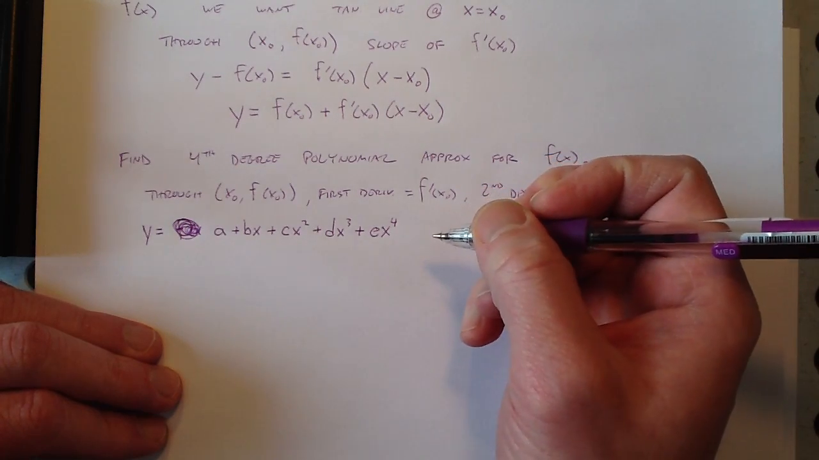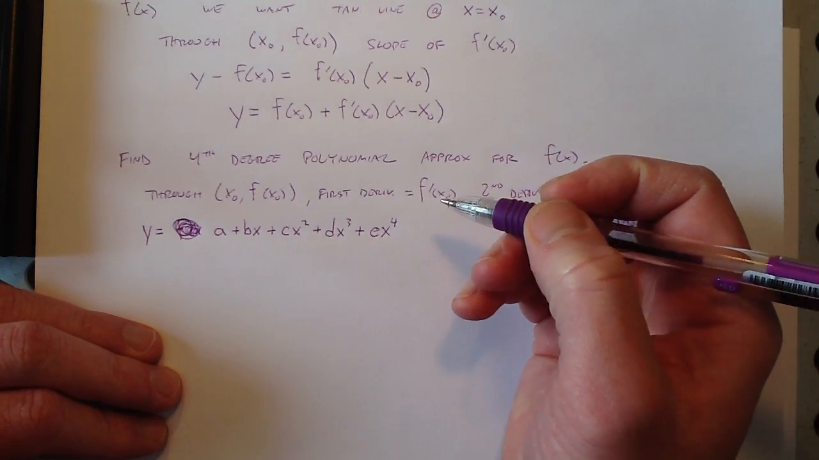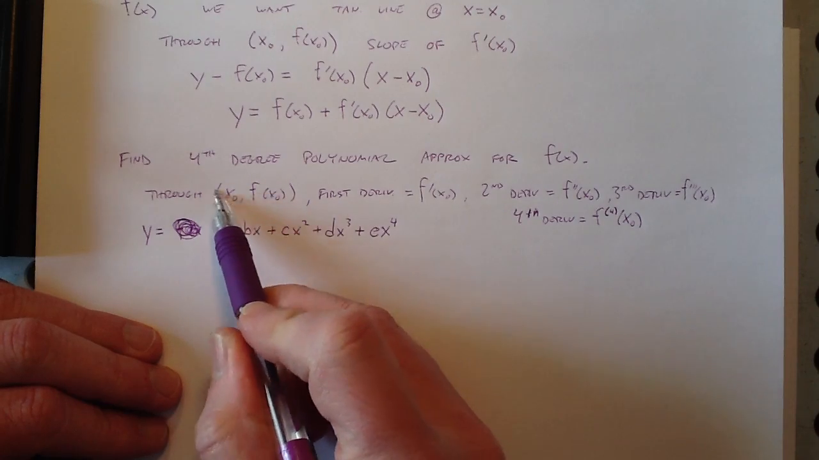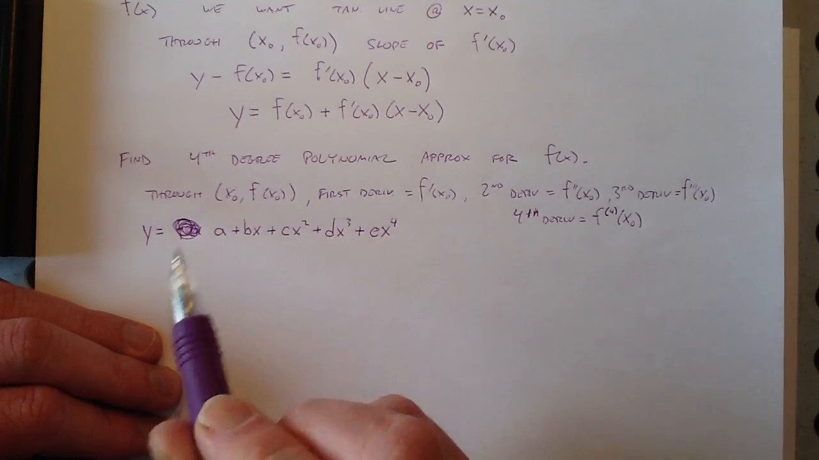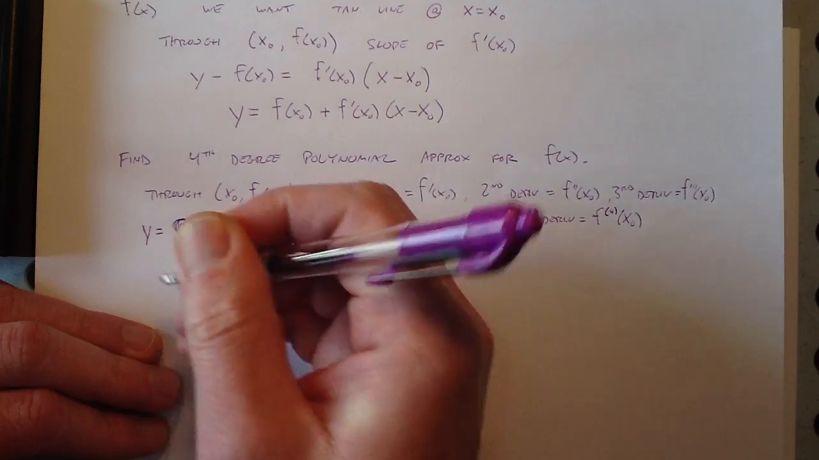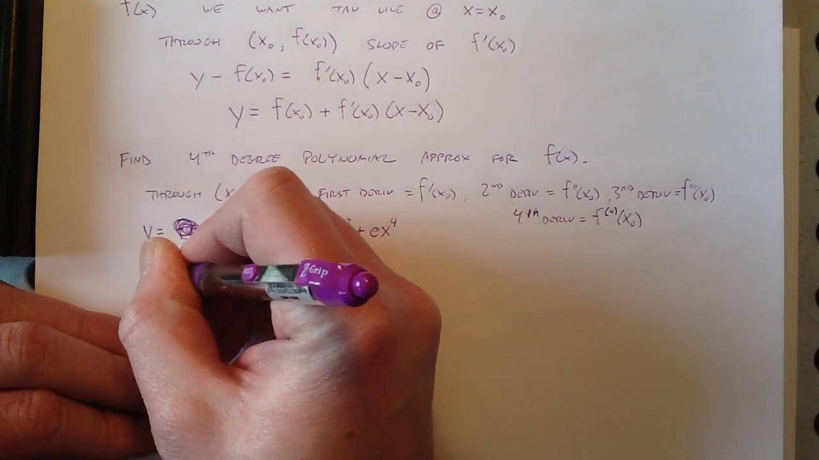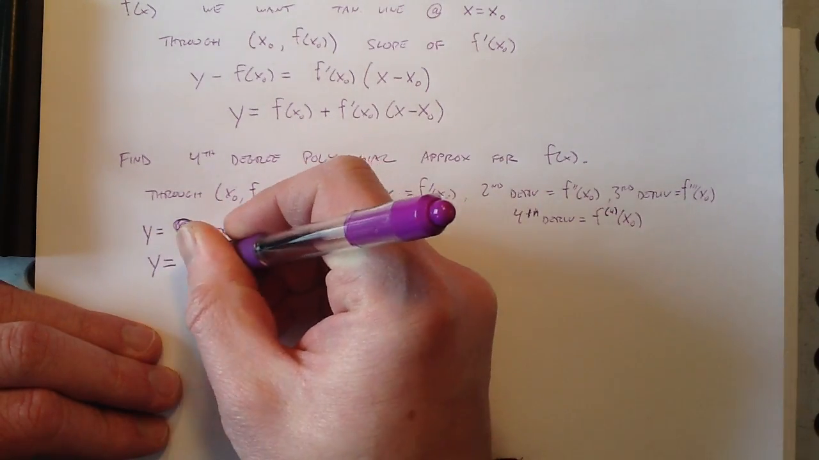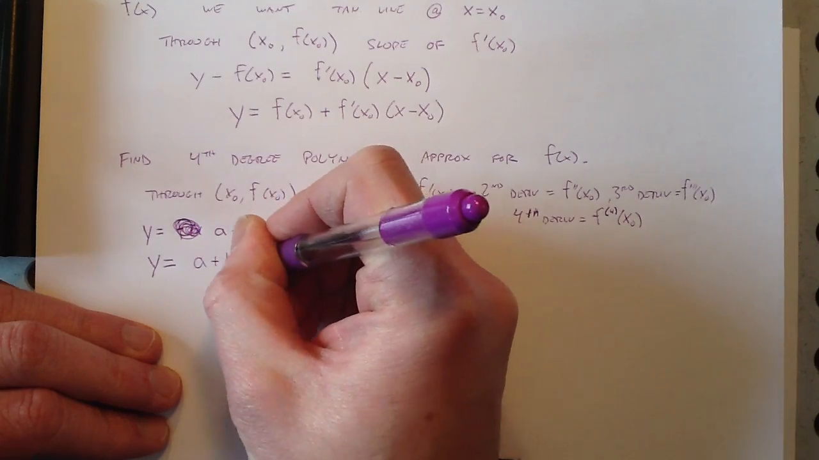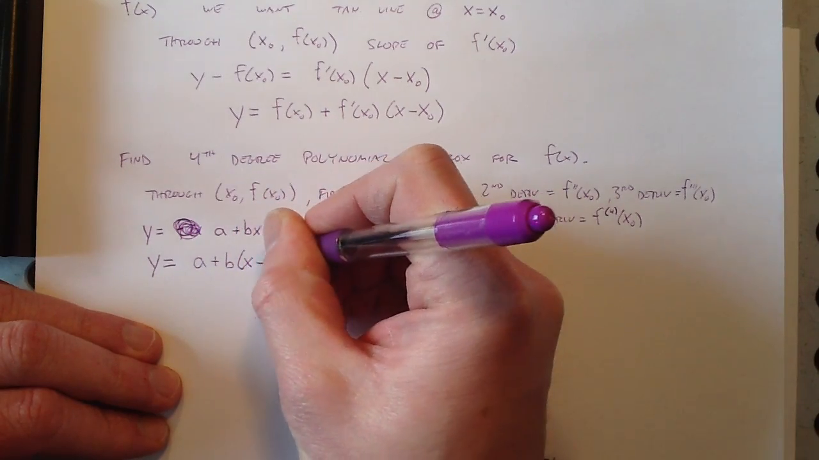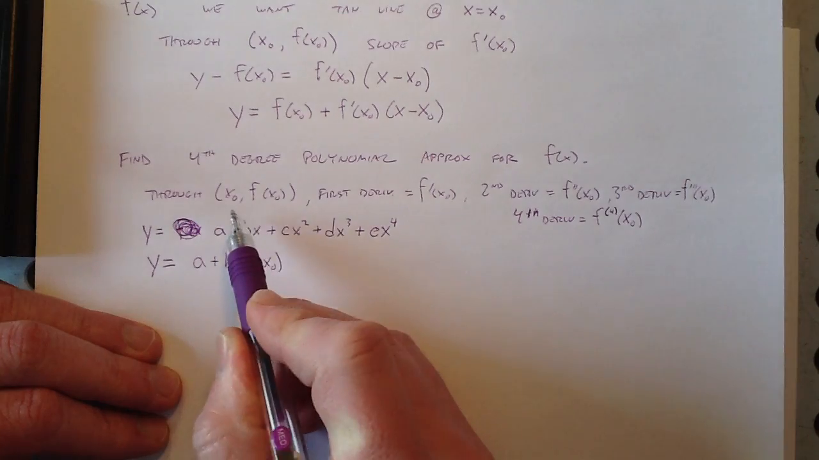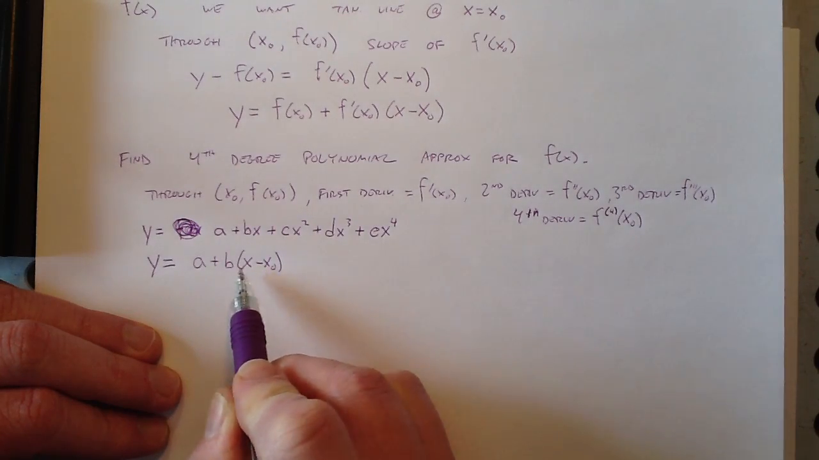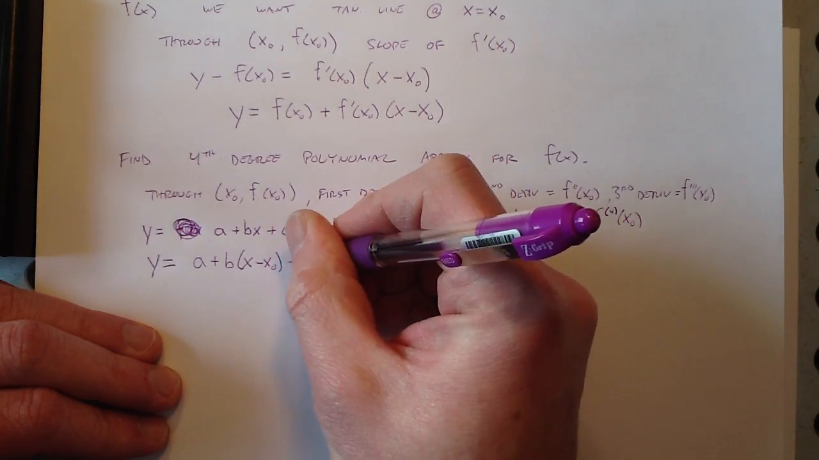And to make matters a little bit easier for us, since we want it to go through this point x sub 0, it's going to be a lot easier if instead of doing this, we write it like y equals a plus b times x minus x sub 0. This is so that when we plug x sub 0 in, this is going to disappear to 0.